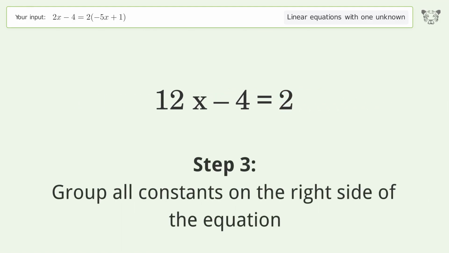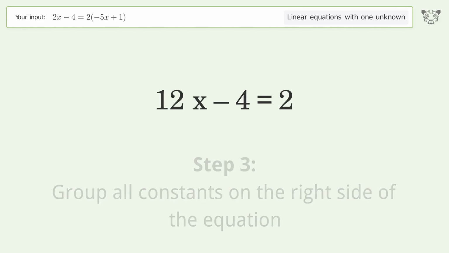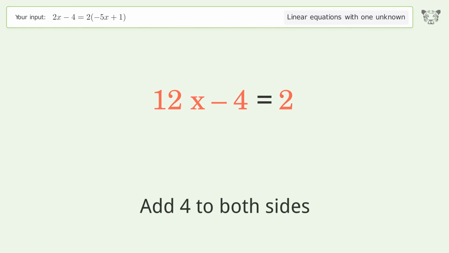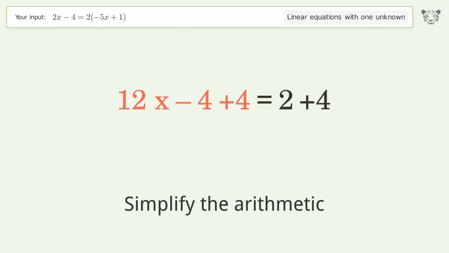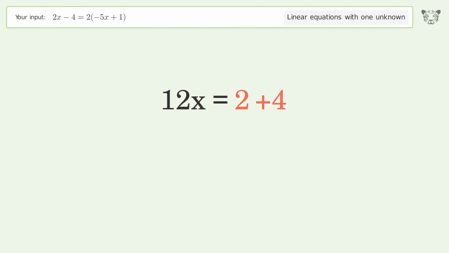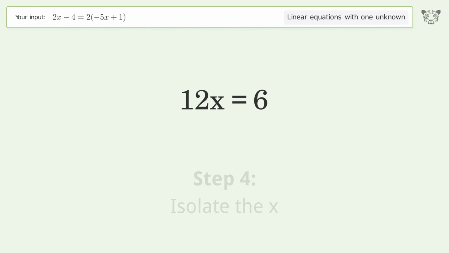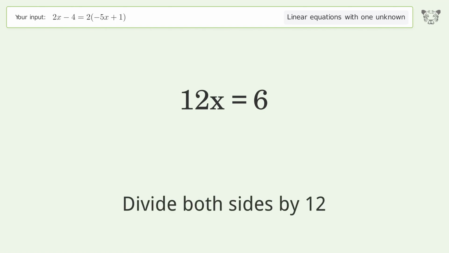Group all constants on the right side of the equation. Add 4 to both sides. Simplify the arithmetic. Isolate the x. Divide both sides by 12.